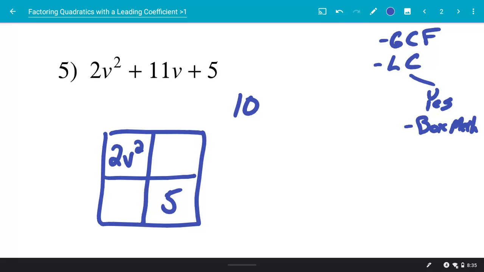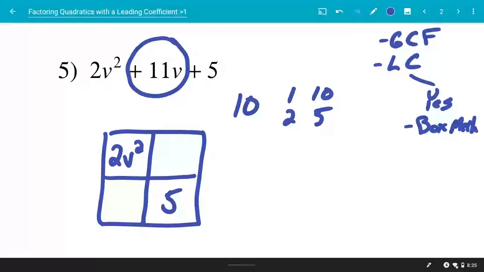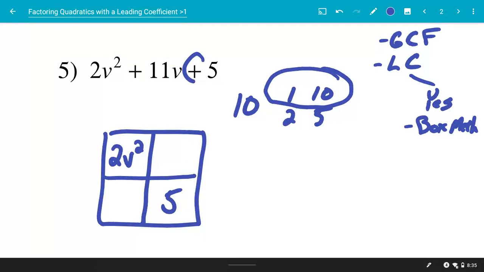So what are all the factors of 10? 1 and 10, 2 and 5. That's it, right? Which of those come together to get me an 11? 1 and 10. Now, I take those two numbers. Now, I also know that the signs of those two numbers are the same and both positive. See how that's similar to what we were already doing? Okay.